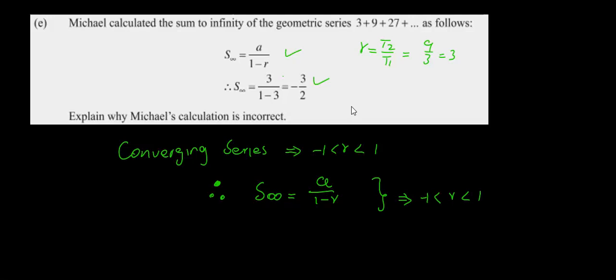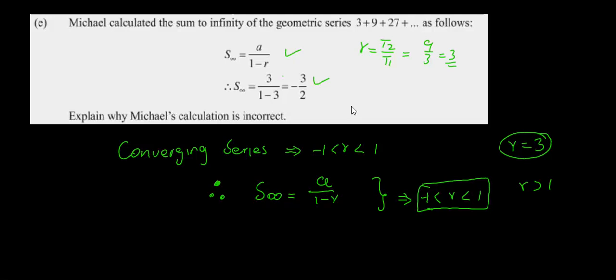So now let's look at this value of r. The value of r is equal to 3. This 3 is greater than 1. So it's not between this boundary. Therefore, you cannot calculate what? You cannot calculate the sum to infinity for that series.